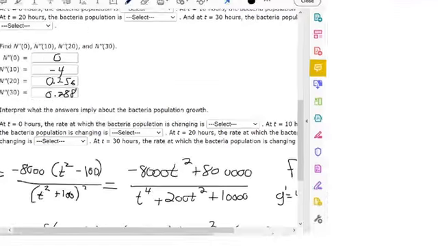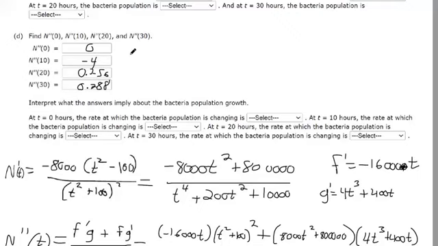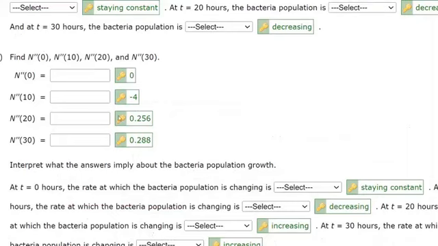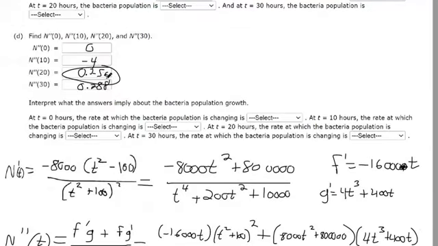Okay, I think we're ready for the final part here. Interpret the answers. At t equals 0, the rate at which the bacteria population is changing is constant. It's 0, right? We got a slope of 0. That means the slopes are neither decreasing nor increasing. At t equals 10, the rate at which the population is changing is, we're going down. We're decreasing. Let me just see what these drop downs are, though. Staying constant. So decreasing, like we said for this one. If it's negative, it's decreasing. And if it's positive, like these two, it is increasing.